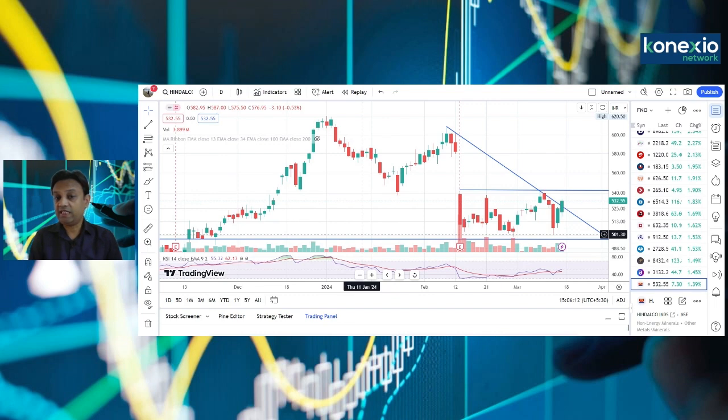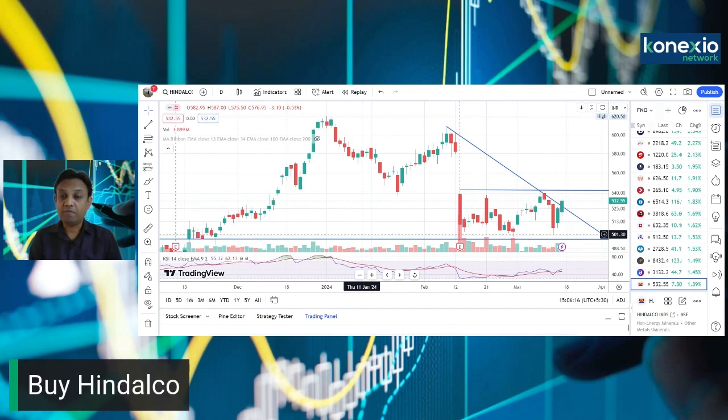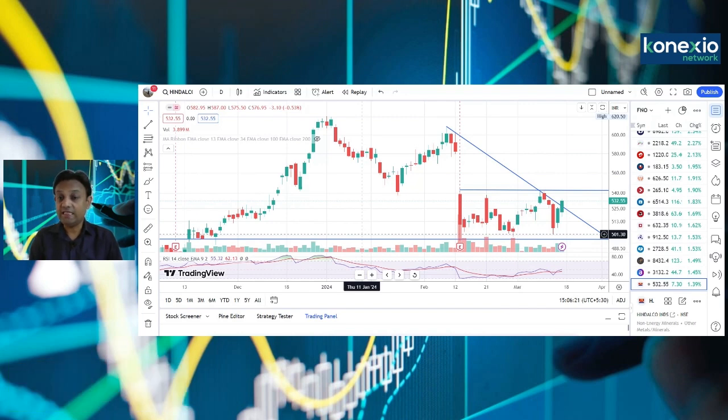Now you can clearly see in the last couple of trading sessions there was a significant and sharp sell-off in many of the metal and mining stocks, but Hindalco didn't see any kind of sell-off. This is a clear indication that the stock is witnessing some sort of buying support at these levels.